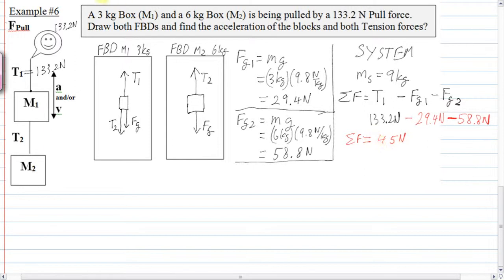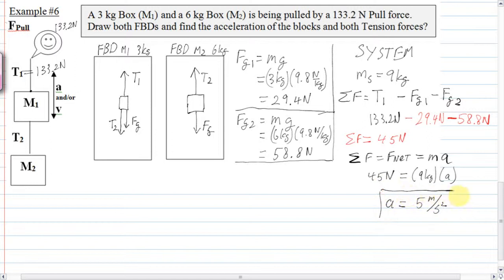So let's write out Newton's second law. The sum of the forces, which is our F net, will equal ma. That means 45 newtons is equal to the mass, 9 kilograms, times the acceleration, which is 5 meters per second squared. A lot of work there to get that 5. But we're more than halfway done.